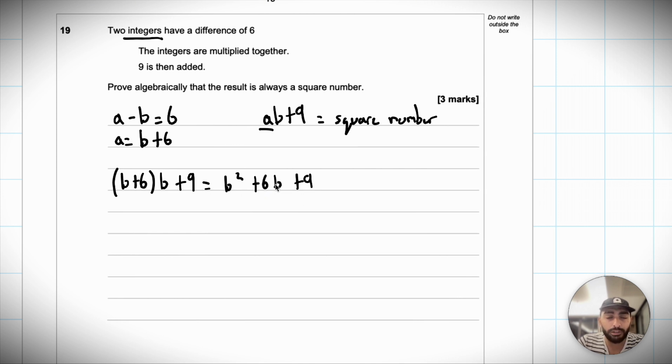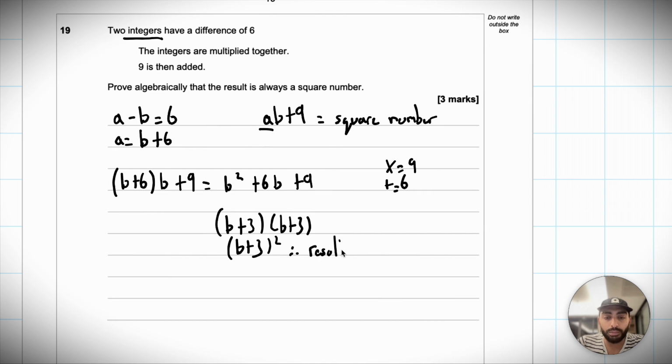If I take a look at this, if I factorize this, I'm looking for two numbers that multiply to give me 9 and two numbers that add up to make 6. This one's quite nice. It's just going to be 3 and 3. So in the first bracket, it's b plus 3. In the second bracket, same again, b plus 3. If I take a look at these, this is the same thing that's happening. So it's just b plus 3 in brackets squared. Therefore, the result will always be a square number.